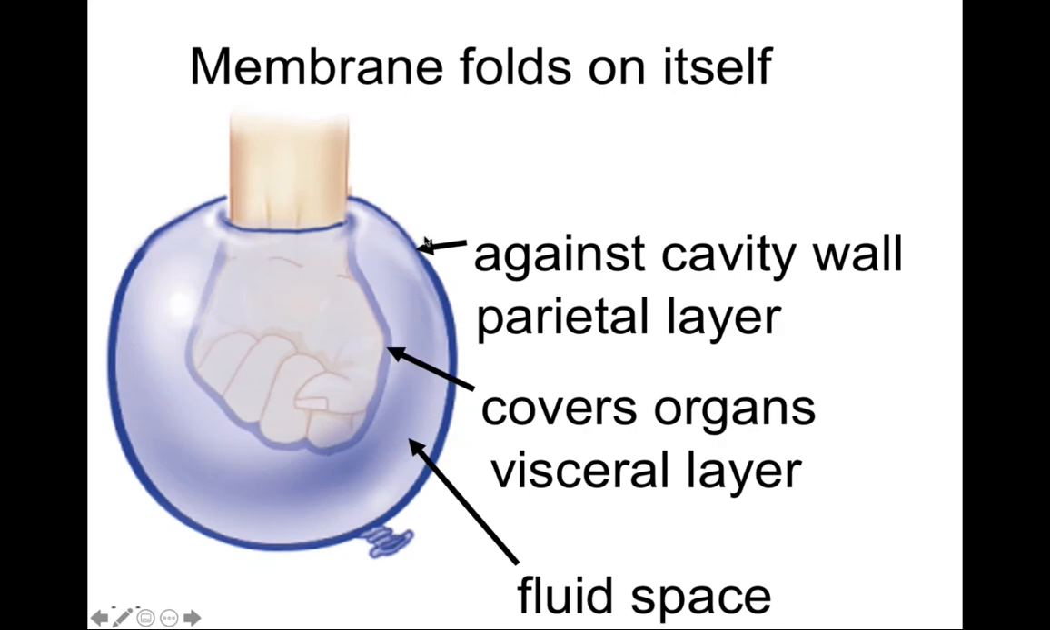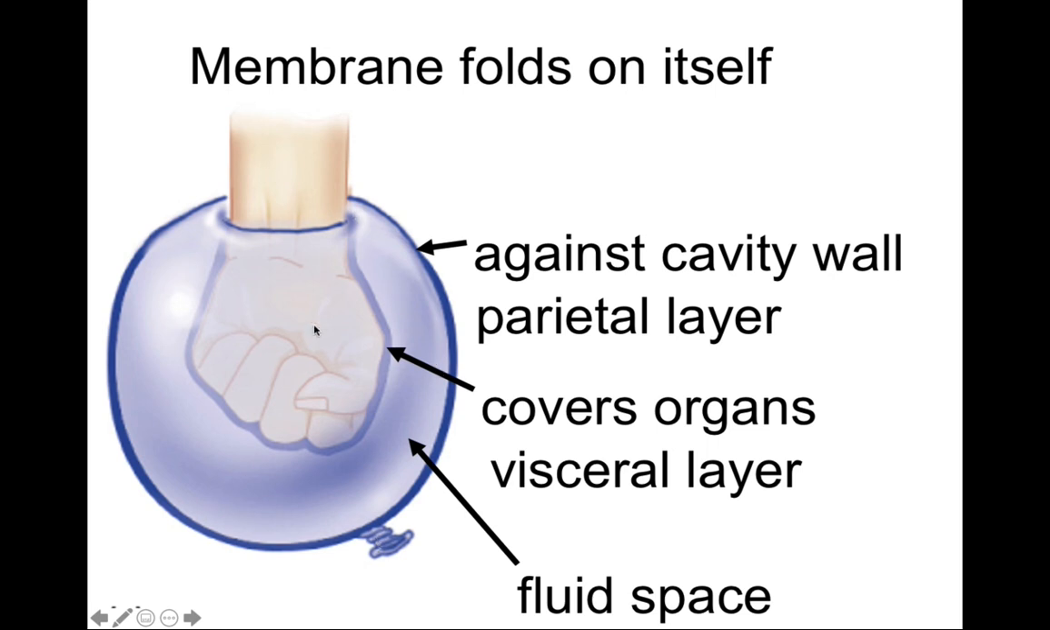I personally always like to use this picture to demonstrate what a serous membrane is going to look like. So you can see a balloon shown right here with this fist that's been impressed into the balloon. So on the inside of the balloon, there's a cavity. There's a little space in here that's going to contain the serous fluid. But the balloon has been tied off, so there's no real opening for any air to get in or out.